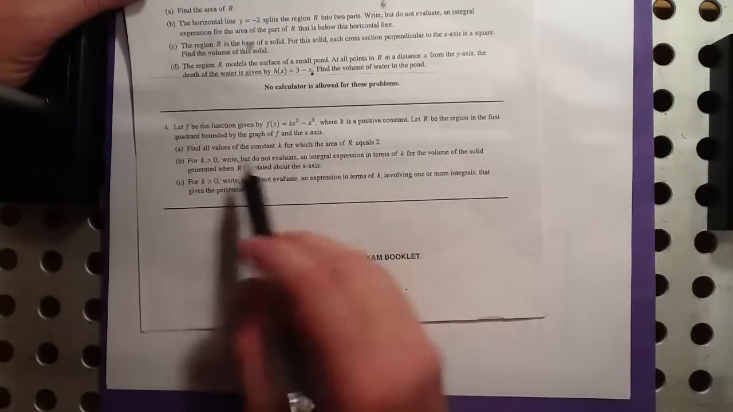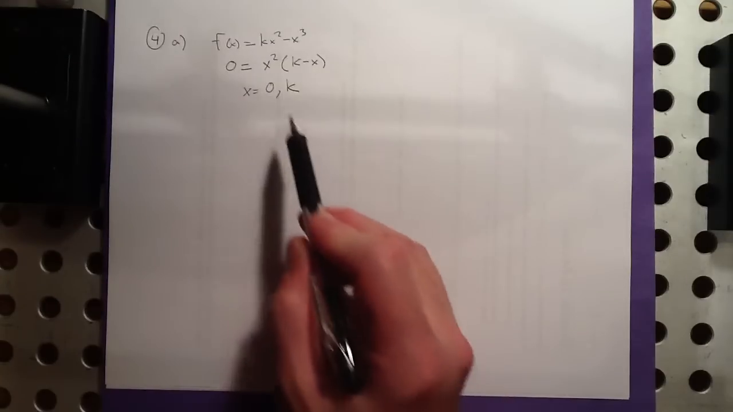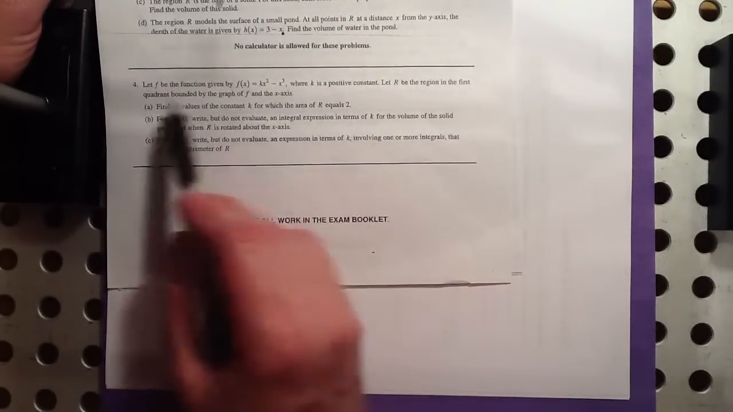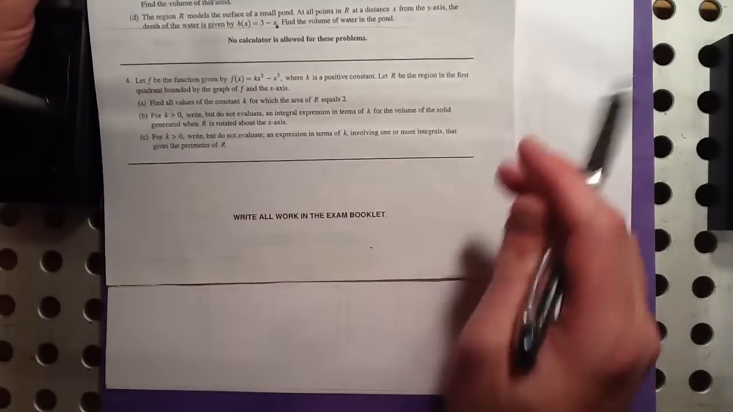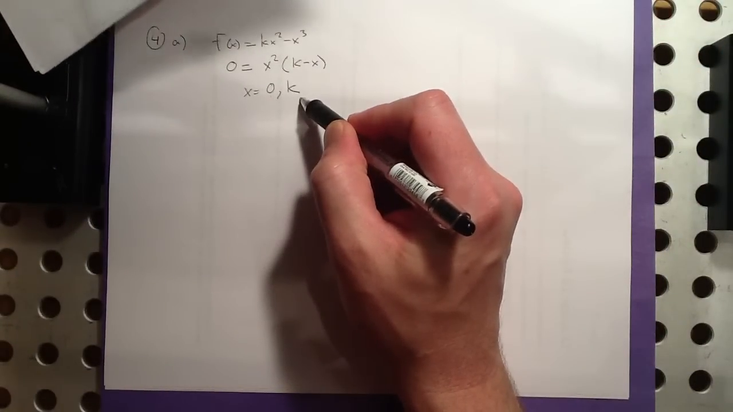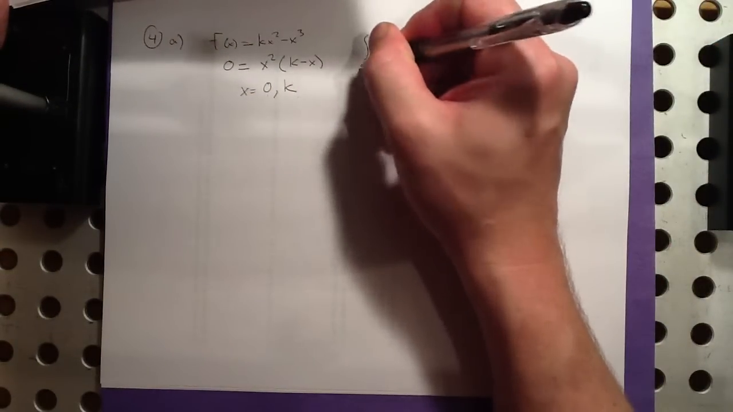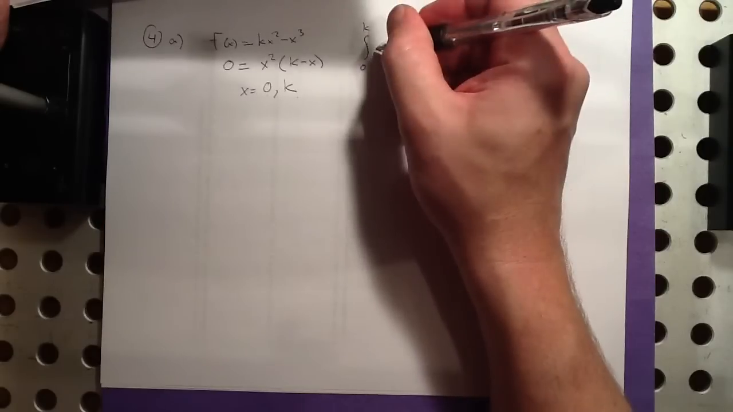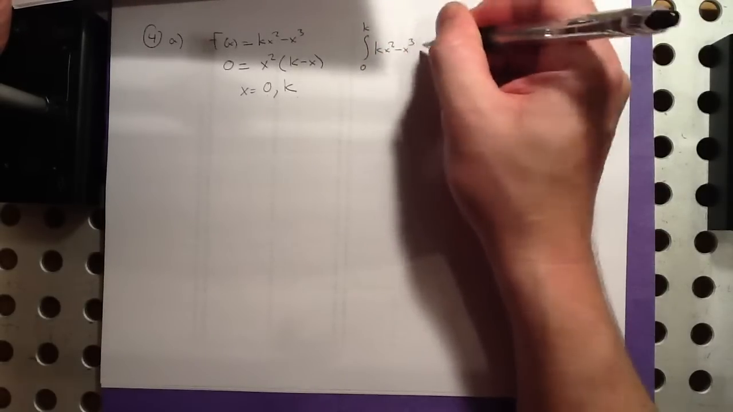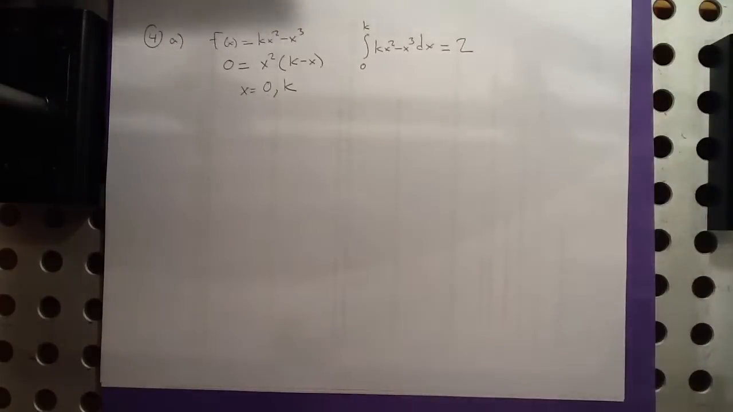So now we know when we find the area, we're going from where to where. We want the area from 0 to k, because we want the part in the first quadrant, right? So it would be from 0 to k, where the zeros are. And we would like that area to be equal to 2. So we want the area under kx squared minus x cubed from 0 to k to be equal to 2. Let's see if we can do that.